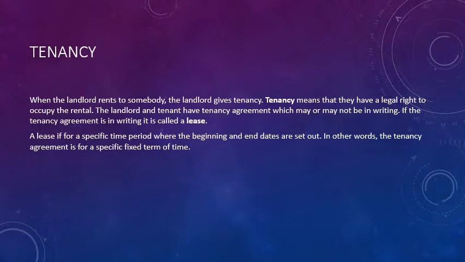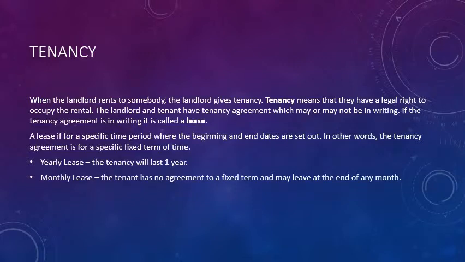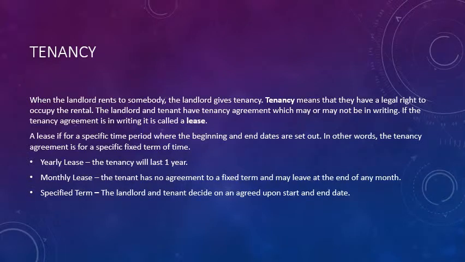A lease is for a specific time period where the beginning and end dates are set out beforehand. In other words, the tenancy agreement is for a fixed term of time. So that term of time might be a yearly lease, which means the tenancy will last 1 year. A monthly lease, the tenancy has no agreed fixed term, and the tenant may leave at the end of any month. Or a specified term. The landlord and the tenant decide an agreed upon start and end date. There are other types of leases. You might have a weekly lease or a bi-weekly lease, but these three are the most common.